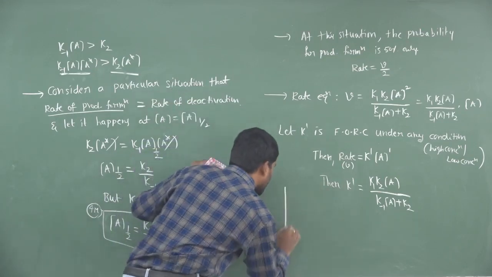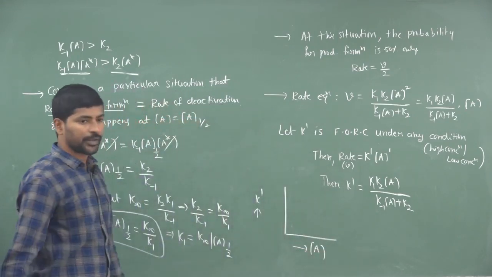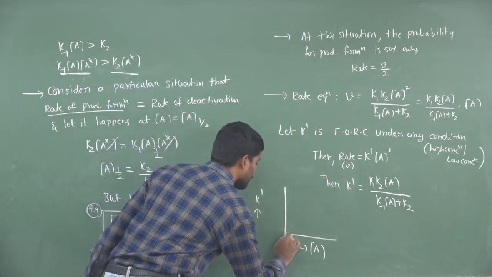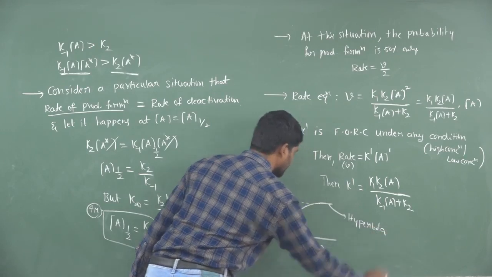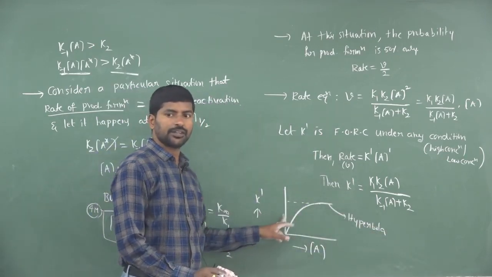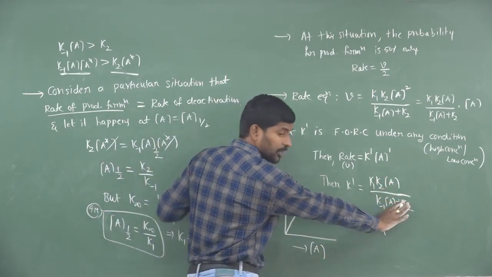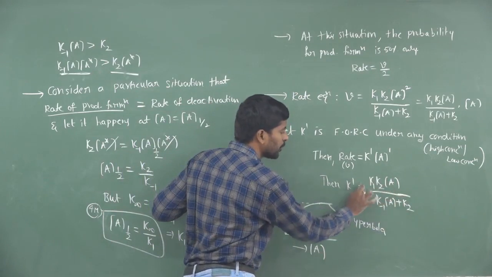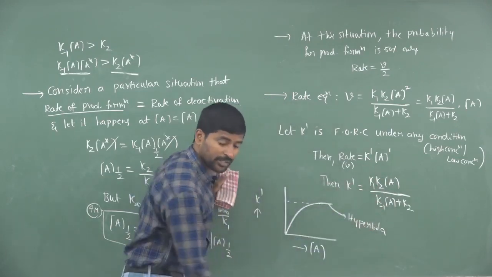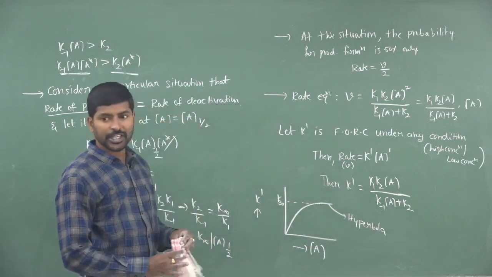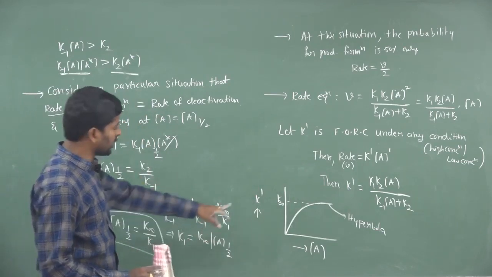If you plot a graph between first order rate constant K dash versus concentration of A, we will get a hyperbola graph. With increase in concentration of A, the first order rate constant also increases. At very high concentrations K2 is negligible and these two get cancelled, so K dash reaches a constant maximum value. That is K1 K2 by K minus 1, which we consider as K infinity. At very high concentrations, the first order rate constant reaches a maximum value, which is K infinity.